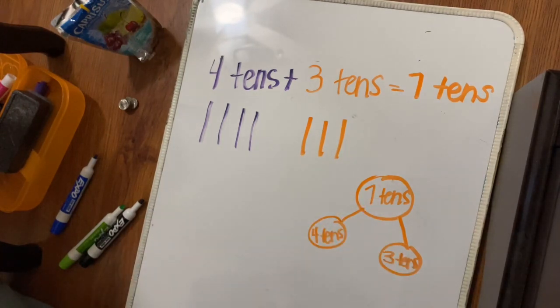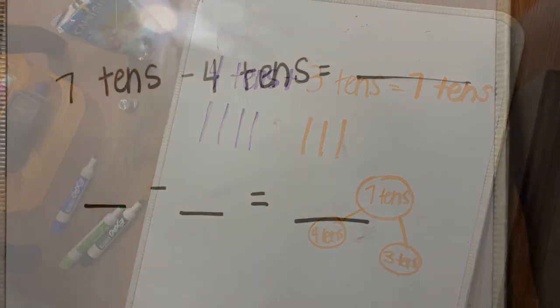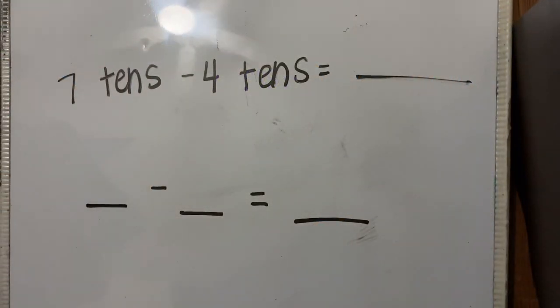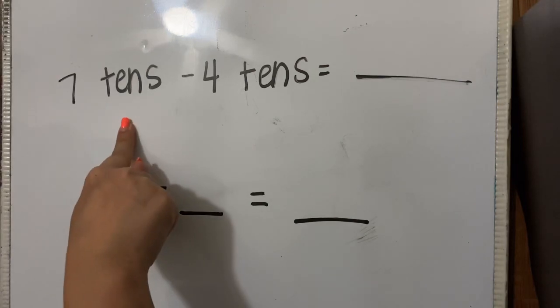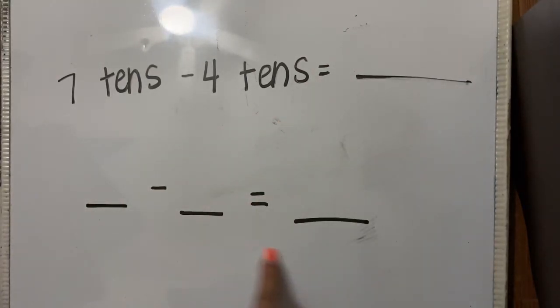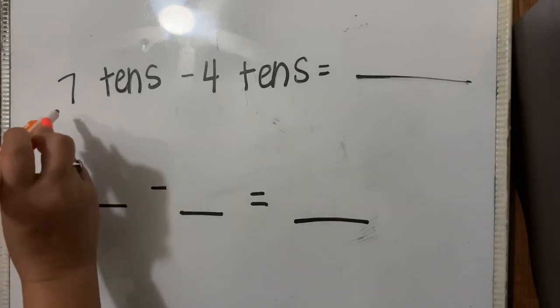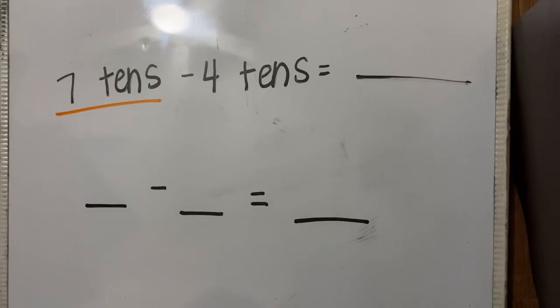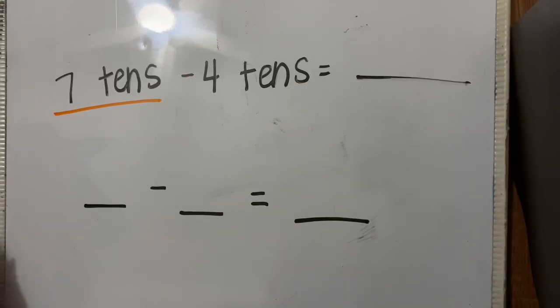All right, let's move into working with some dimes. So we have this for our first example. We have 7 tens, take away 4 tens equals something. And then we have a blank number sentence down here. Well, let's start off with our first number that's given to us. I need 7 tens. So this time I'm going to be using my dimes.